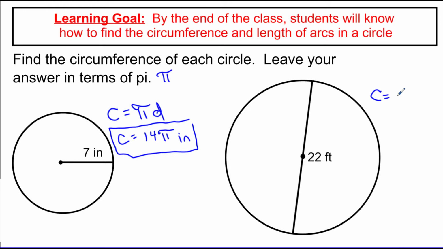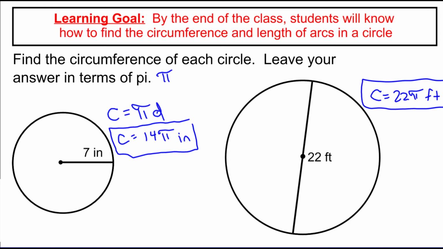So again, I'm just going to say C is equal to 22 pi feet. Right? Not square feet, just regular old feet. And I'm just going to leave it as 22 pi. I'm not going to multiply it out. That is our final answer. Okay, so now that we can find those, again, that should not have been too shocking or strange.